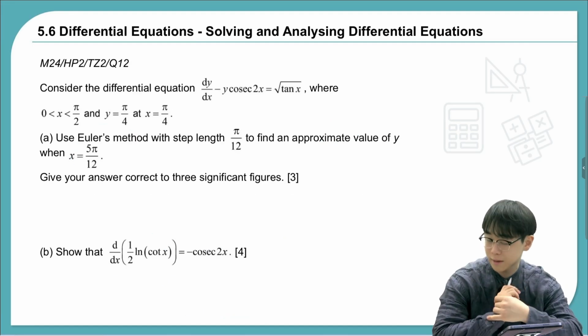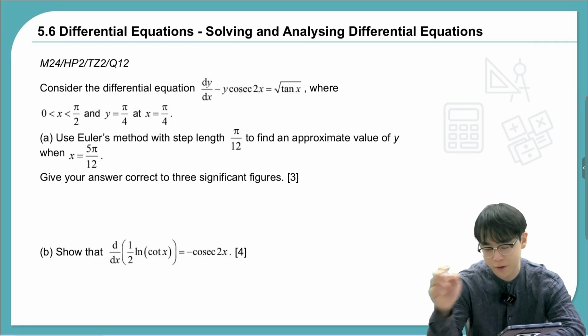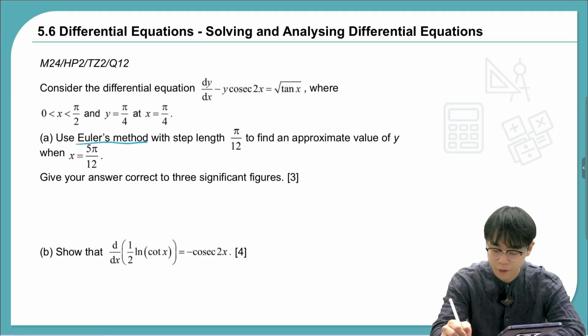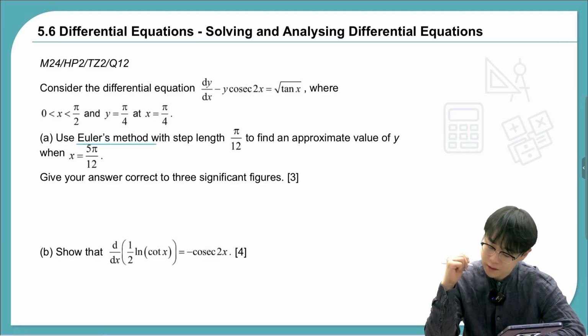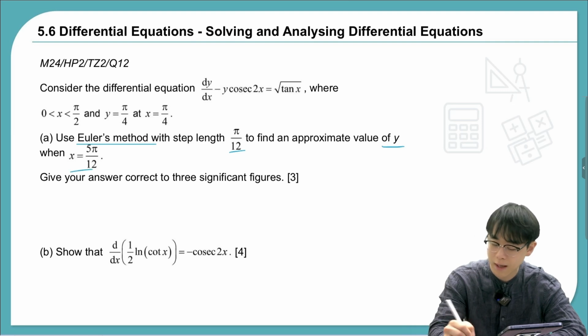All right, so now let's do number 12, where we're doing this differential equation, and we might have to do a lot of manual calculations, but there's also the numerical way of doing this with Euler's method. Okay, so first things first, we have to use Euler's method with a step length of pi over 12 to find the value of y when x is that.